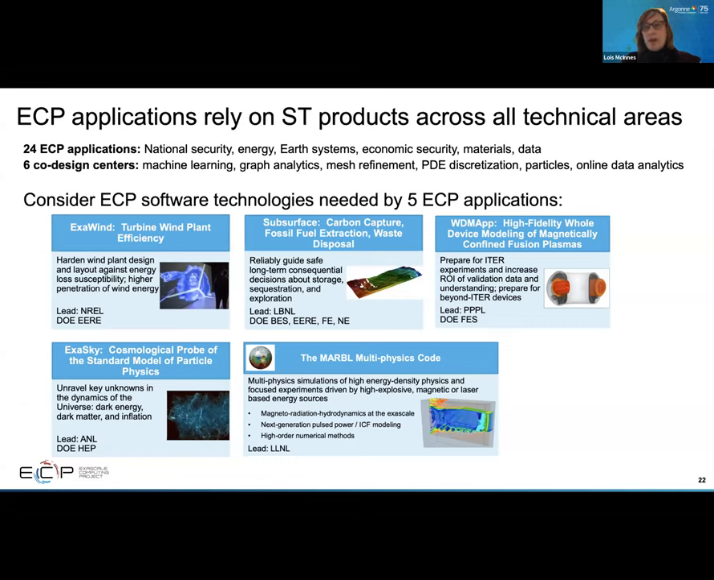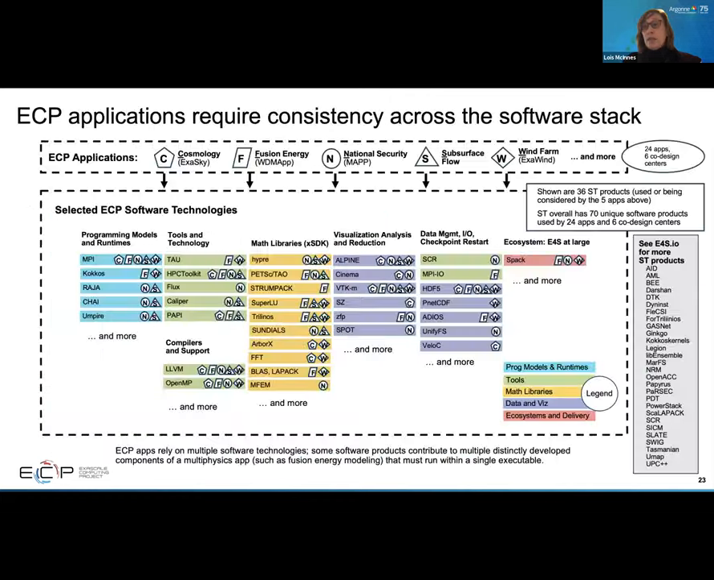So here we see 5 applications, one focusing on wind plant efficiency, another on subsurface flow, a third focusing on fusion energy plasma, a fourth focusing on cosmology, and a fifth focusing on a multi-physics explosive code. So they're very different applications being pursued by different teams based at different labs. This slide shows what elements of software technologies just those 5 applications are using or considering.